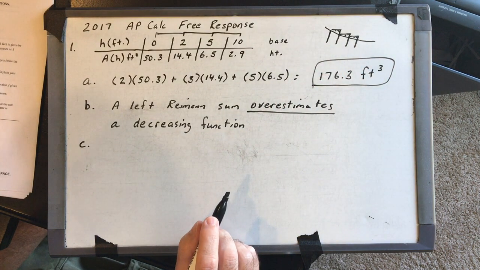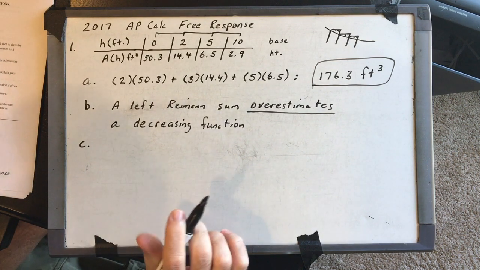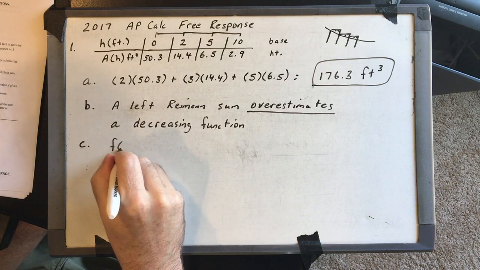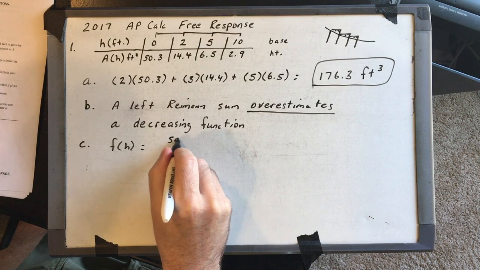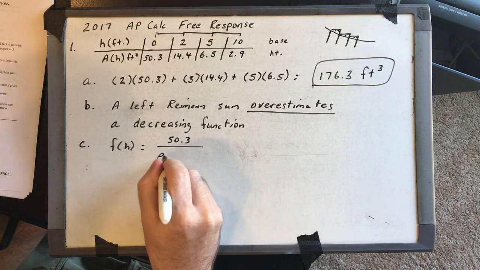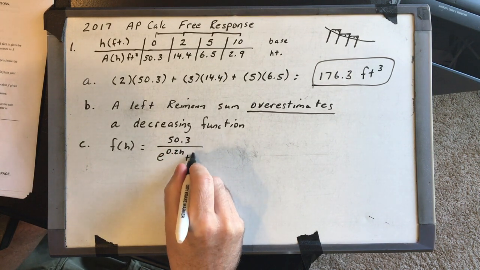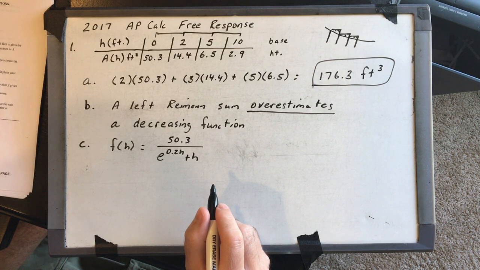Part C says the area in square feet of the horizontal cross section at h feet is modeled by the function f. F of h is pretty fancy. It's 50.3 over e to the 0.2h plus h. Based on this model, find the volume in the tank and indicate units of measure.